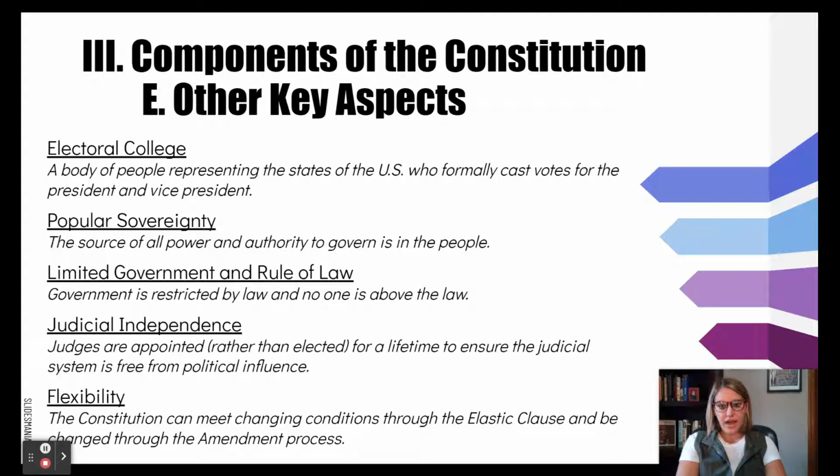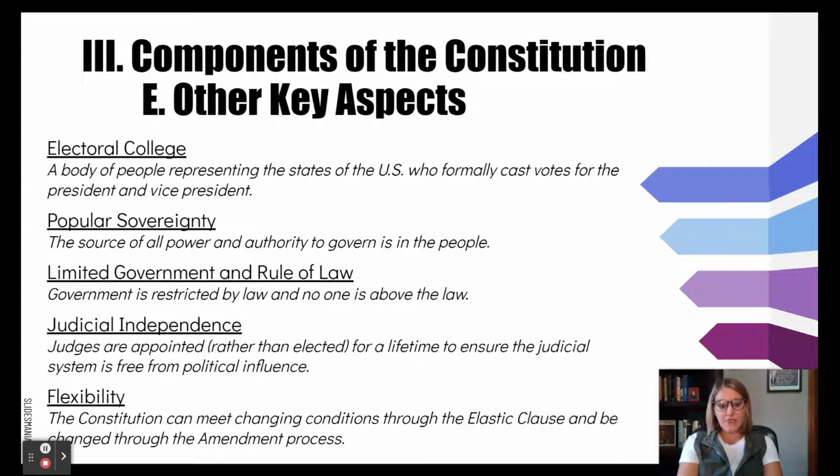Some other key aspects here of the Constitution include the Electoral College. So this is going to be the people who actually formally cast votes for the president and vice president. Then there's popular sovereignty. This is the idea that all power and authority to govern is in the people. So the people have the power to rule and govern, and this is shown through their ability to elect their representatives.